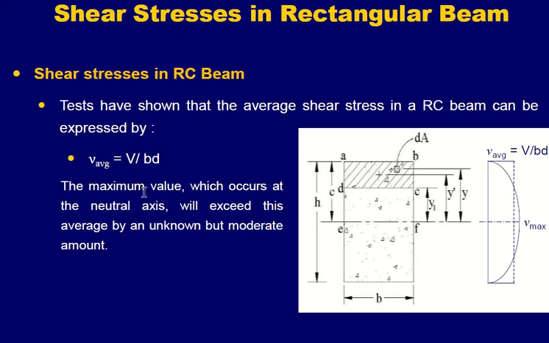Okay, so the maximum value, which occurs at the neutral axis, will exceed this average by an unknown but moderate amount. So this is your average shear stress value, V divided by bd, shown by the dotted line. And at the neutral axis V maximum will exceed it, but it is not known by how much. Moderate, but the amount is not known.